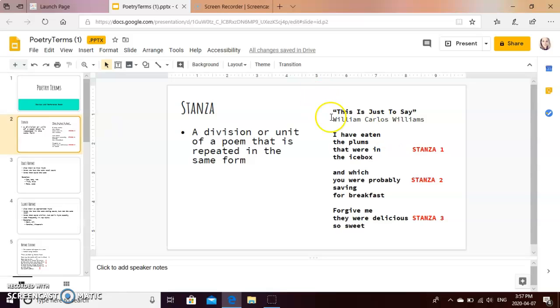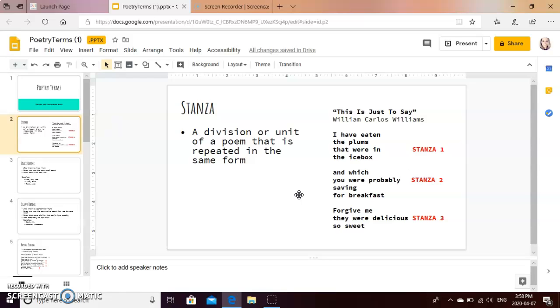For example, we see in the poem Just to Say that stanza 1 and 2 are the same because they both contain 4 lines. Sometimes stanzas can be made up based on a similar rhyme scheme or similar pattern. So I'm going to read This Is Just to Say to you, and then maybe you can come up with your own decisions about why you think the stanzas were created the way they were. So this is called This Is Just to Say by William Carlos Williams.